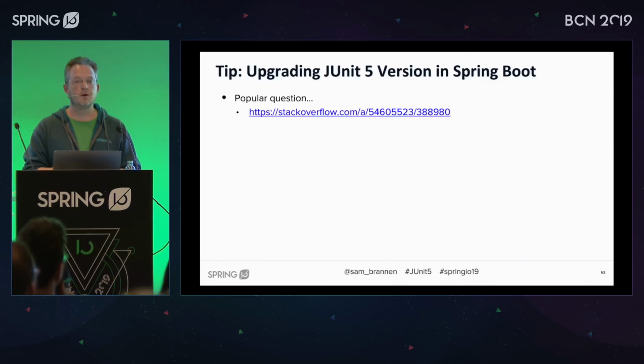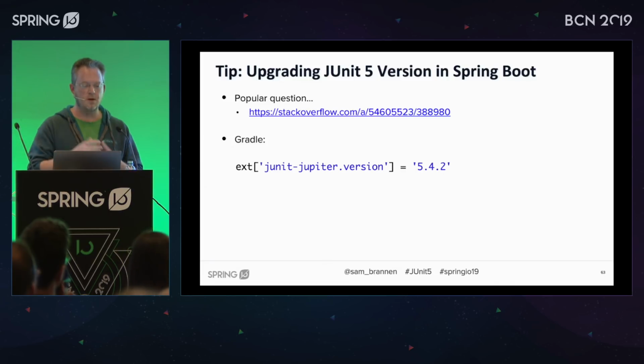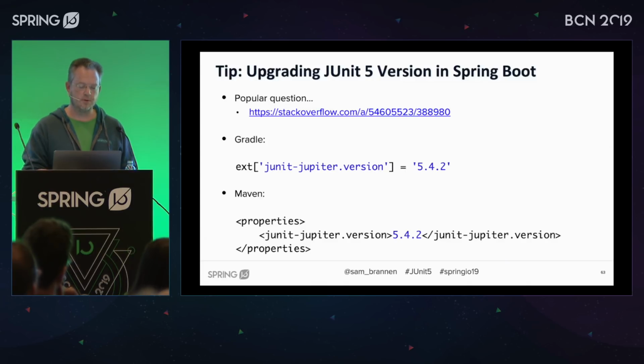It tells you how to upgrade dependencies, but to spell it out for you, you have to find out what the name of the version property is that Spring Boot uses. And for JUnit 5, it's junit-jupiter.version. For Gradle, you would set it like this, and for Maven, you would set it like that in your Maven POM. And then you can make sure you're using the latest and greatest.